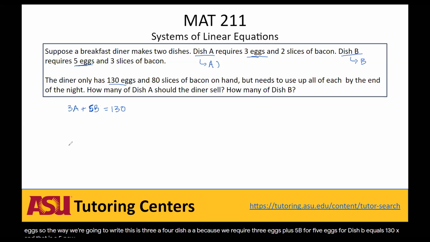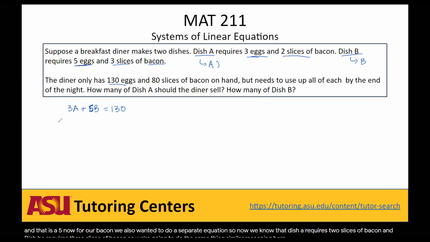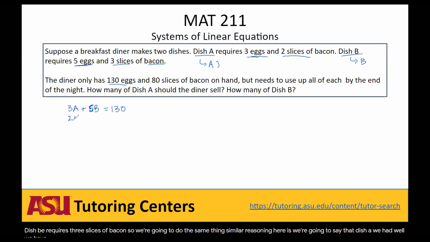Now for our bacon, we also want to do a separate equation. So now we know that dish A requires 2 slices of bacon and dish B requires 3 slices of bacon. So we're going to do the same thing, similar reasoning here. We have 2 times the number of dish A's, plus 3 times the number of dish B's, equals 80 slices of bacon.